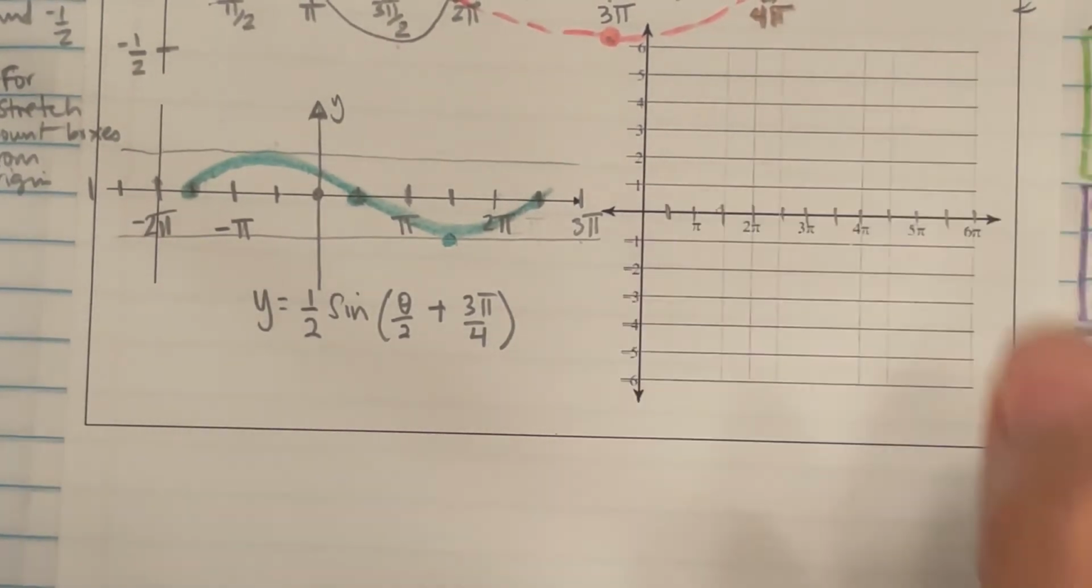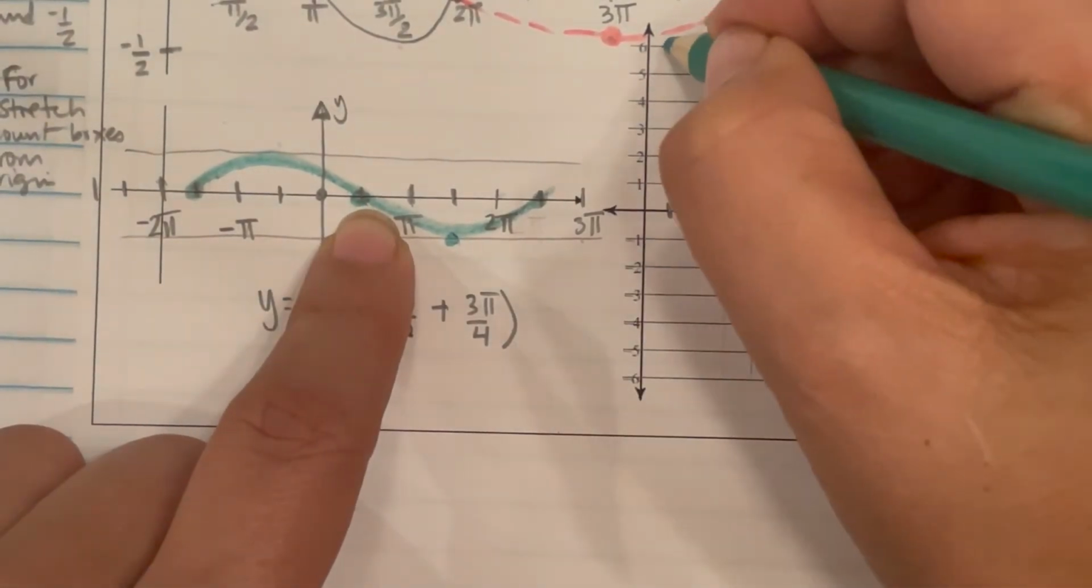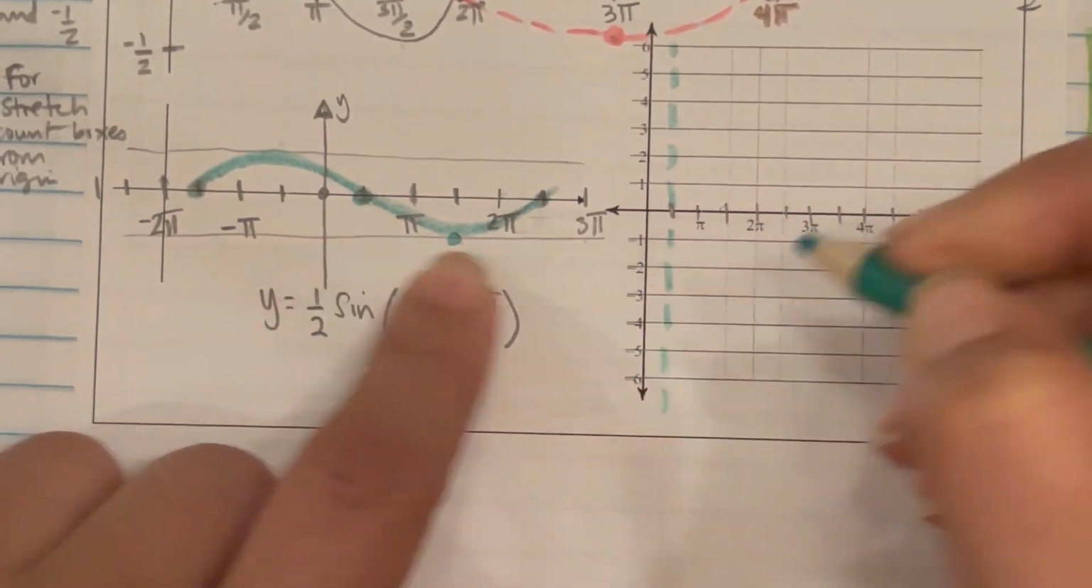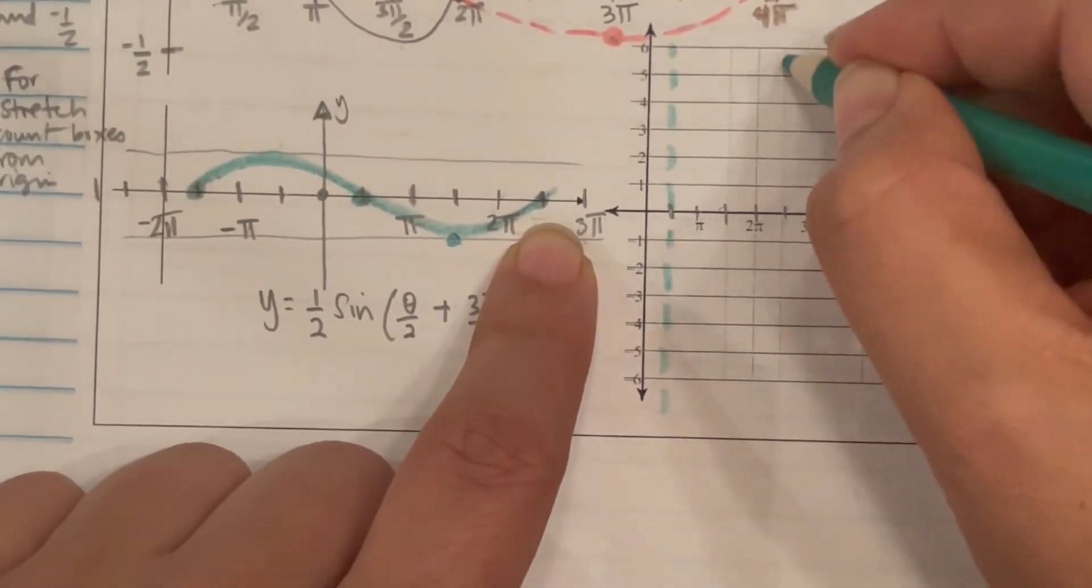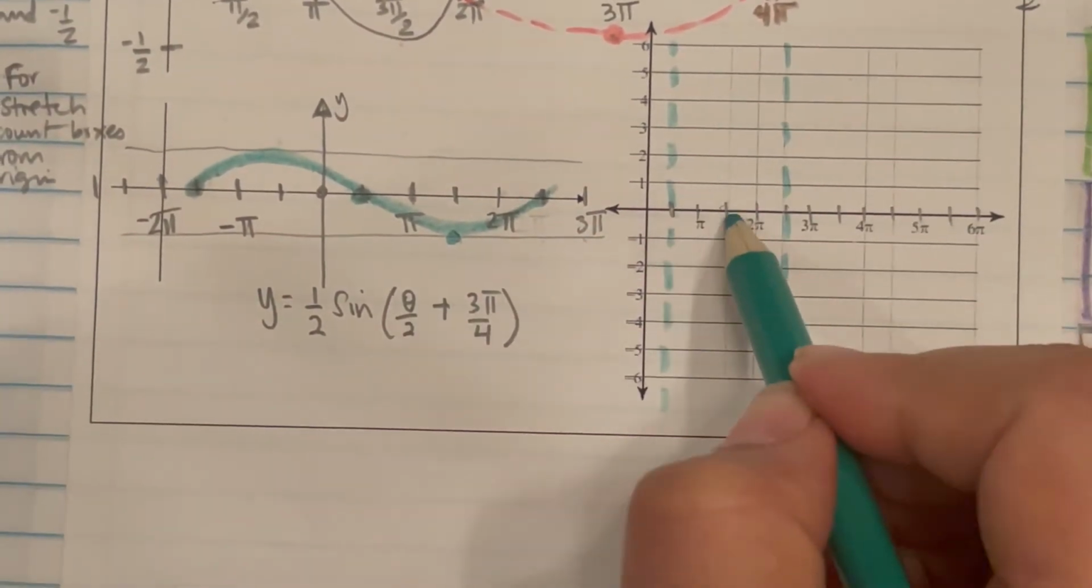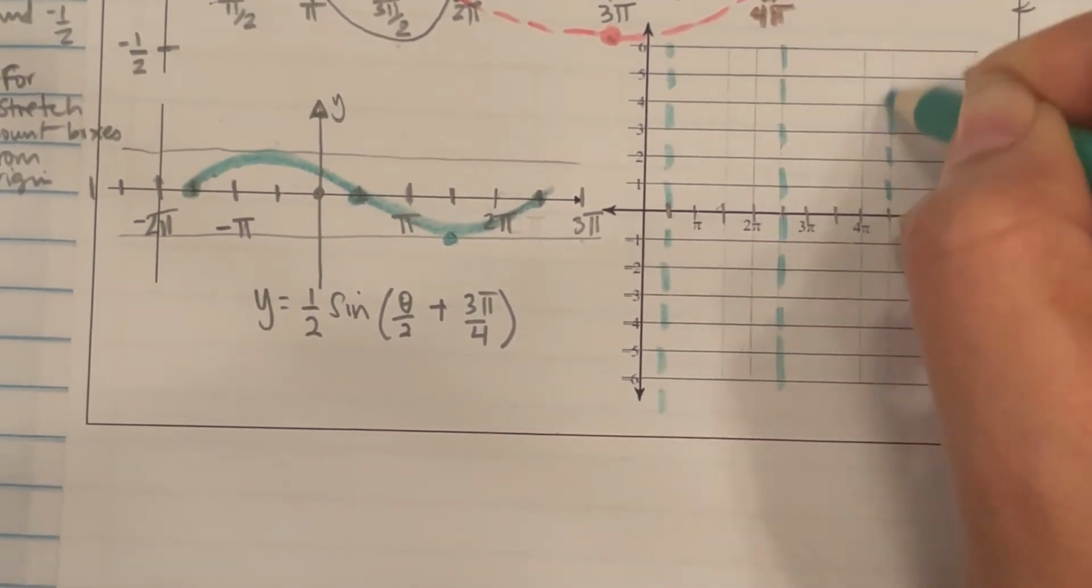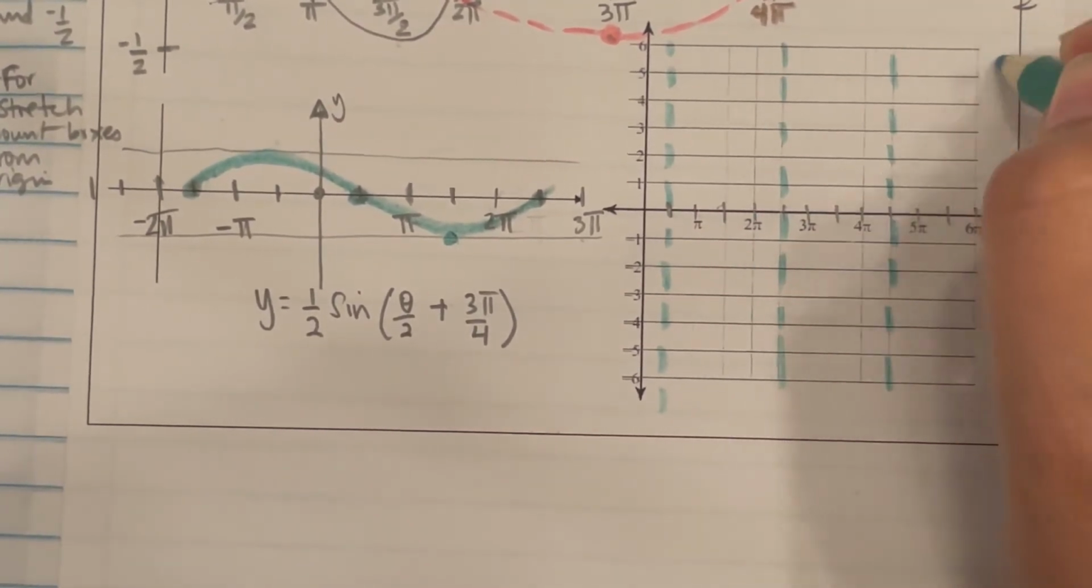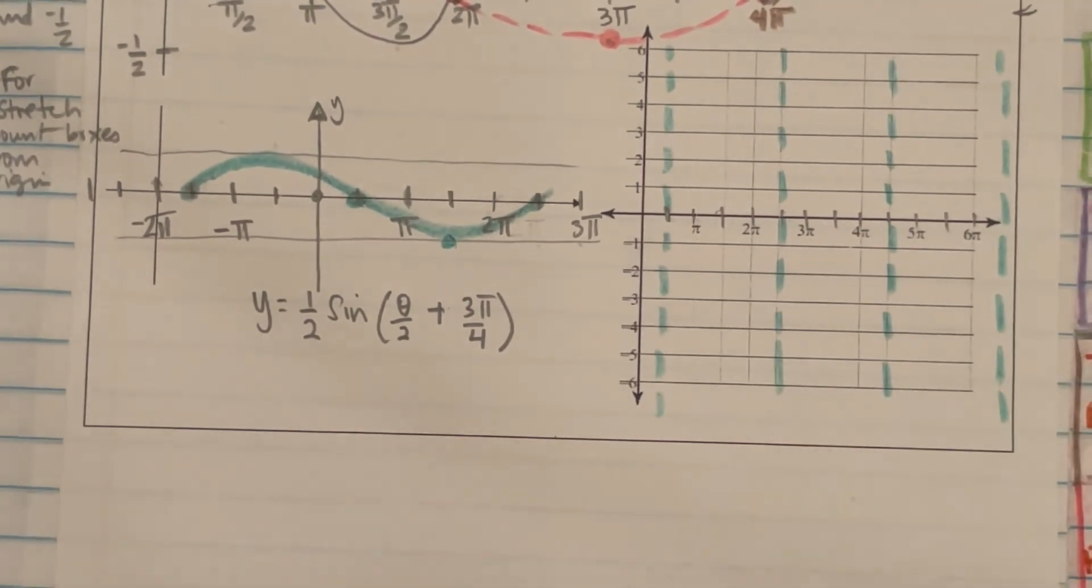So that's what I'm going to do right now. I'm just going to transfer my boxes in. Okay, I'm going to copy where the zeros are. I'm just going to put my asymptotes. So there's an asymptote right there. And obviously there's a pattern. So between every asymptote is 4 boxes. So every 4 boxes, I'm just going to put an asymptote. That way I don't have to keep figuring out what is what.